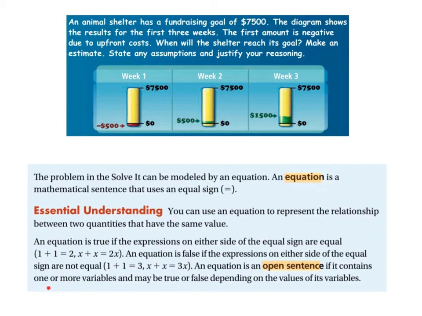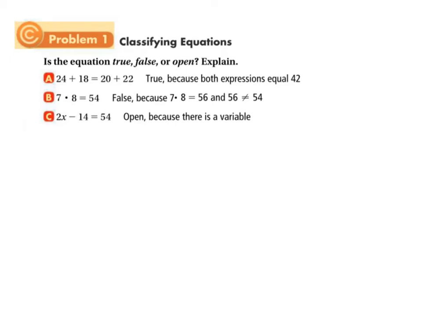But it's open if it contains one or more variables and may be true or false depending on the values of the variables. We'll see what that looks like in a minute. But just know that you're going to have to identify something as either true or false, or maybe open if you're not sure. So we're looking at these and saying, are they true, false, or open? And how would you know?